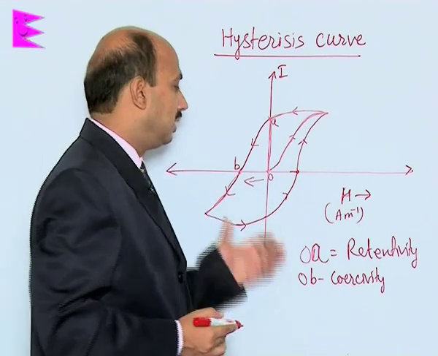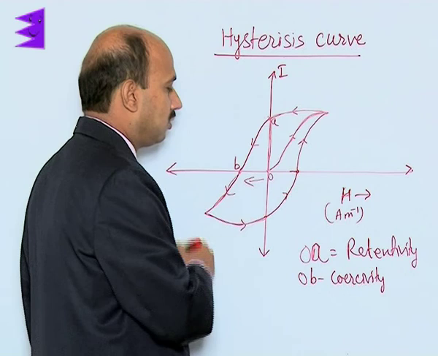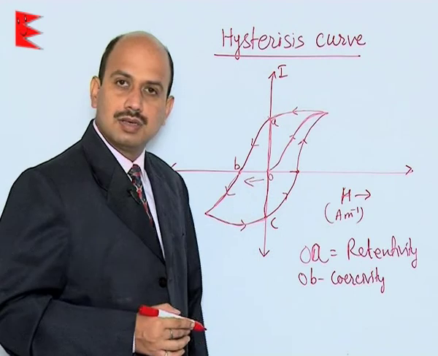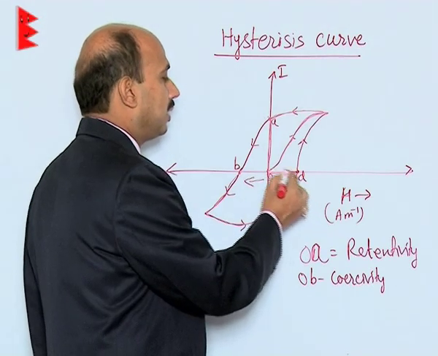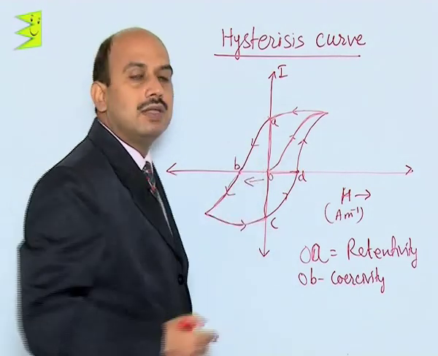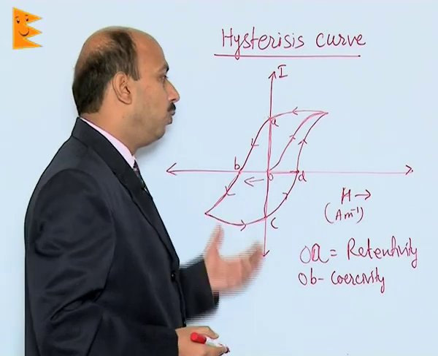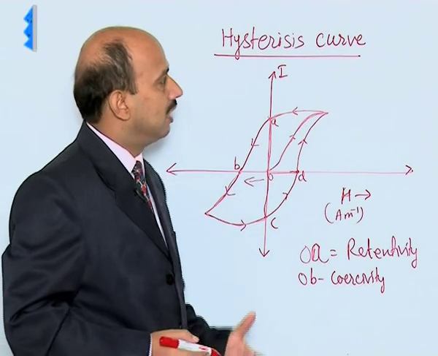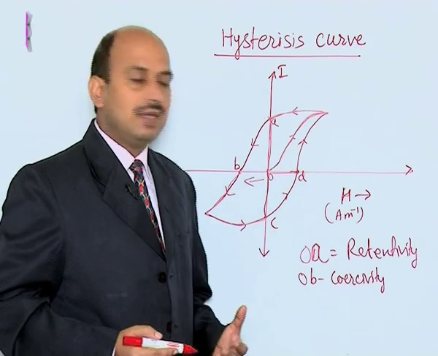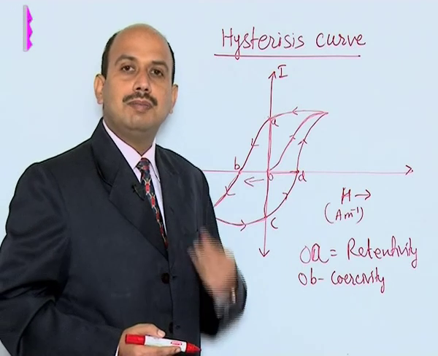Now again you start changing the direction and magnitude of H. Again when H is 0, this point we can take as C, so OC can be taken as the retentivity again, and this is the point D, so OD can be taken as the coercivity. This I-H relation completely represents the magnetization and demagnetization of ferromagnetic materials, and this loop is known as the hysteresis curve or hysteresis loop. The area of this loop represents energy loss. The larger the area of the hysteresis loop, the larger the energy loss in the process of magnetization and demagnetization.